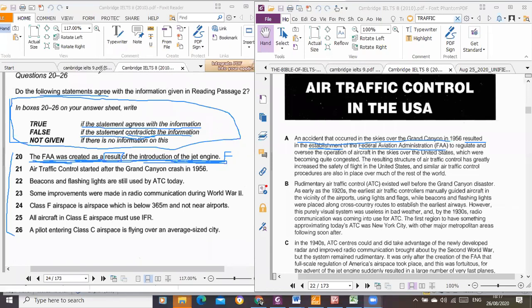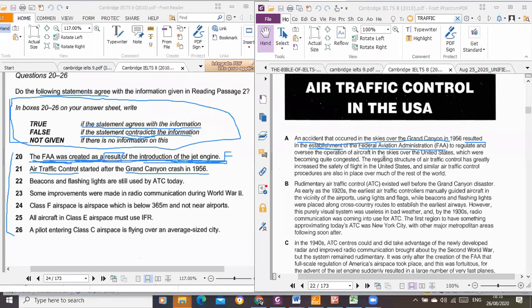I'm so sorry about that. That's from my hand. So question 21 says that air traffic control started after the Grand Canyon crash in 1956. Now, we all know that the accident led to the establishment of the FAA. But now I'm looking for ATC, air traffic control.